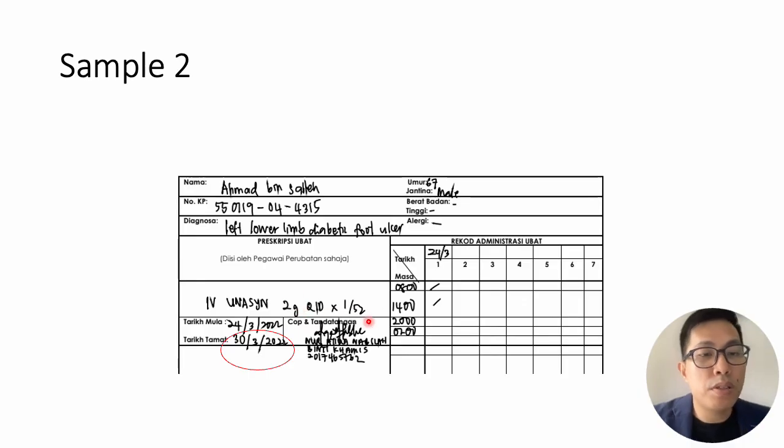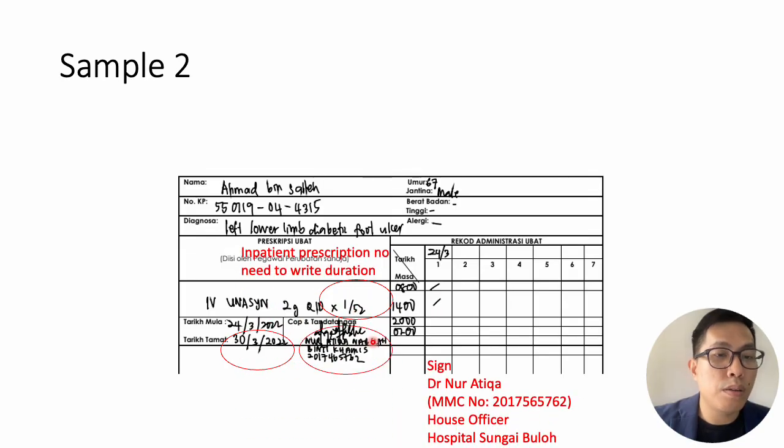For inpatient prescription, the duration should not be written because you review the medication every day. So if you off the medication for today, you just write tarikh tamat. You do not need to give an estimate to the pharmacist on how many days, because pharmacists will review this on a daily basis. So just update your medication chart. As long as you do not off the medication, the pharmacist will keep on supplying them. Your sign and chart has to be accurate. Inpatient prescription, no need to write duration.